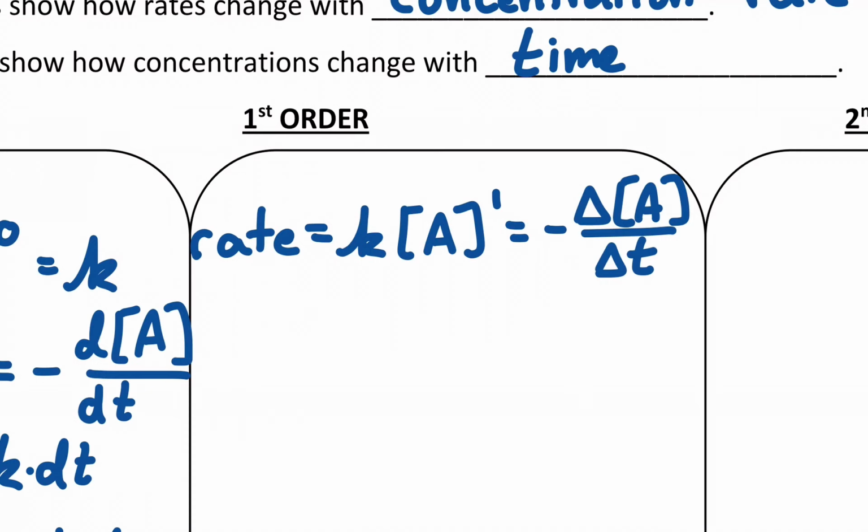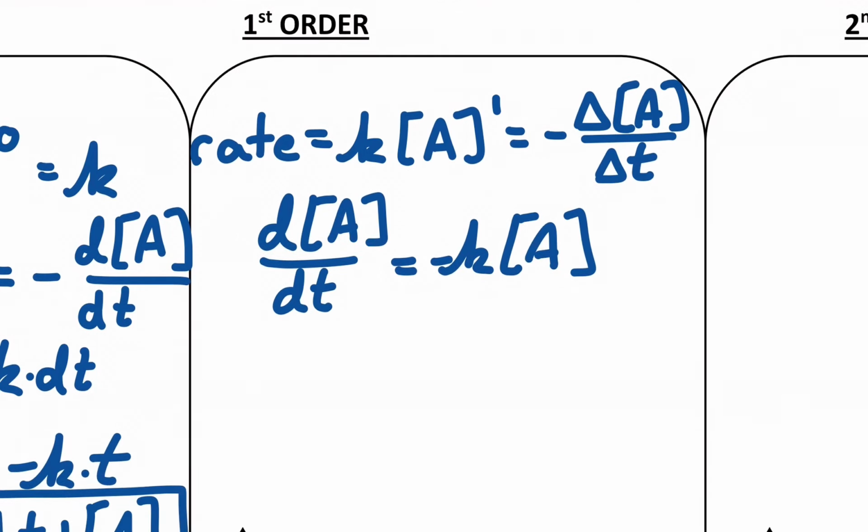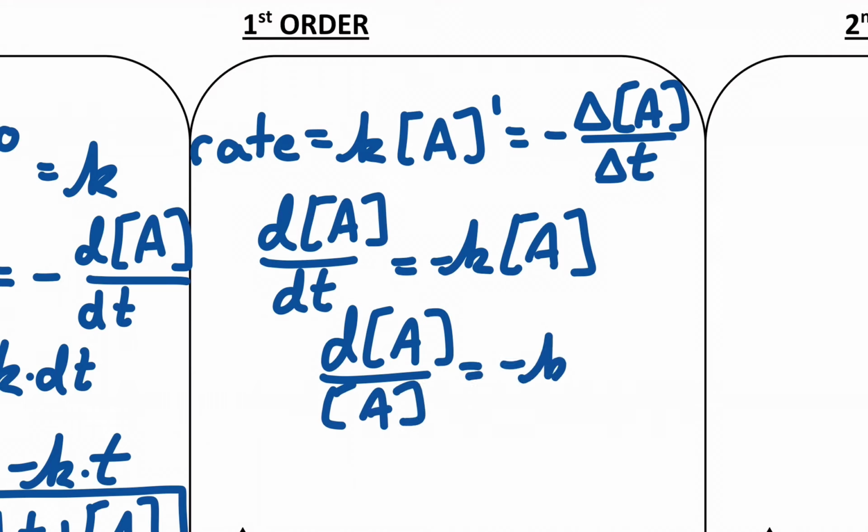So I'm going to replace those change in A's with a differential. That means I'm going to move the negative sign to the other side. That means I have the differential of A over the differential of t is equal to negative k times A. And now I'm going to move the differentials to one on each side, but I'm also going to put this A in the denominator of the left-hand side. That gives me the differential of A all over A is equal to negative k dt.